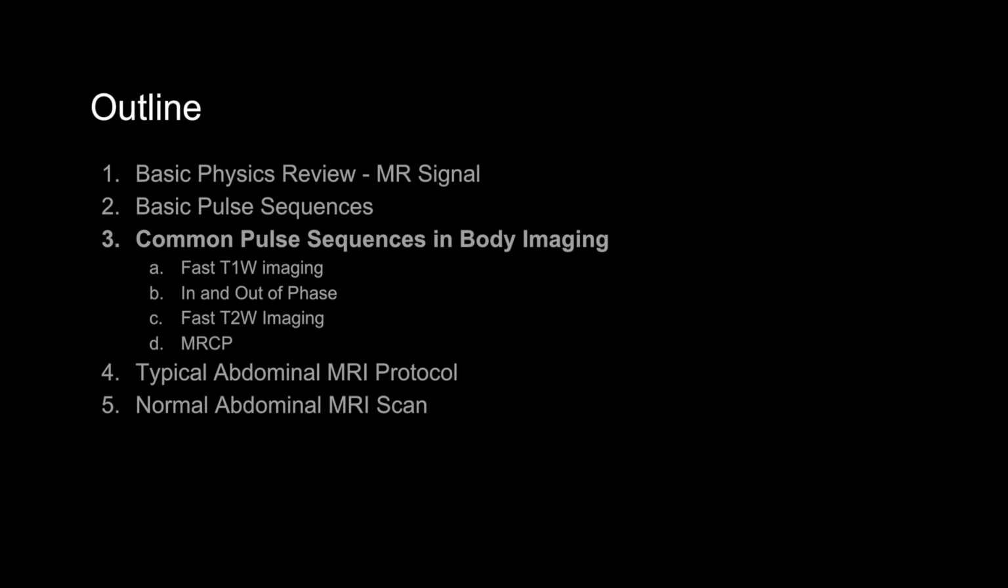The development of fast pulse sequences was necessary for the abdomen, and now that they exist, they've been used in abdominal MRI for quite some time. So we're going to review fast T1 weighted imaging, in and out of phase imaging, fast T2 weighted imaging, and MRCP. And these are the pulse sequences that essentially are the foundation of an abdominal MRI study.